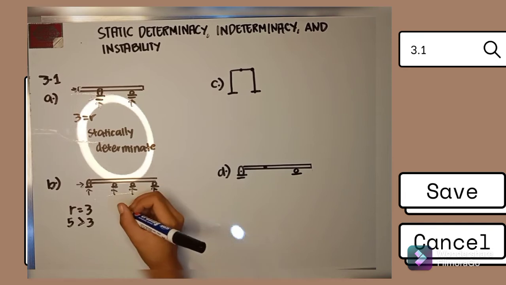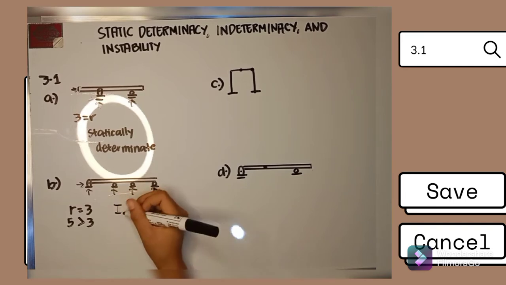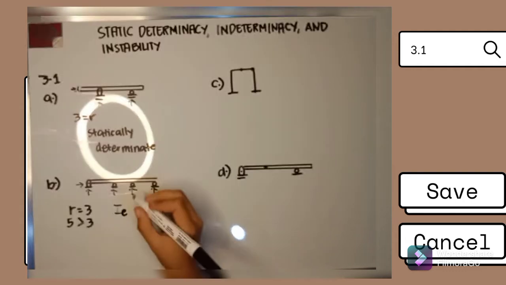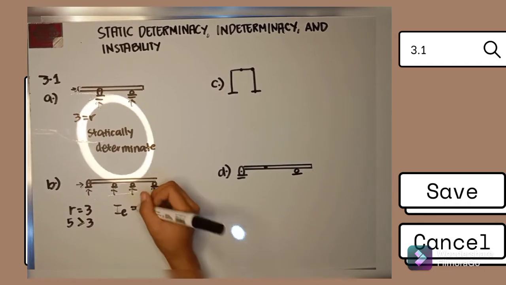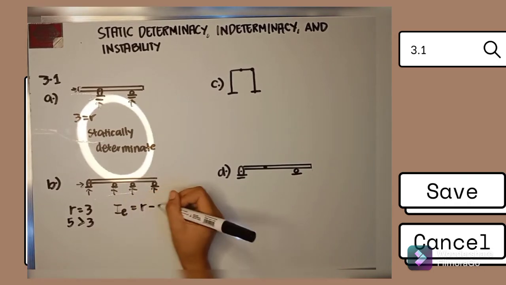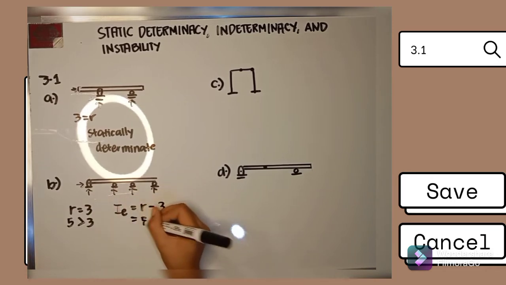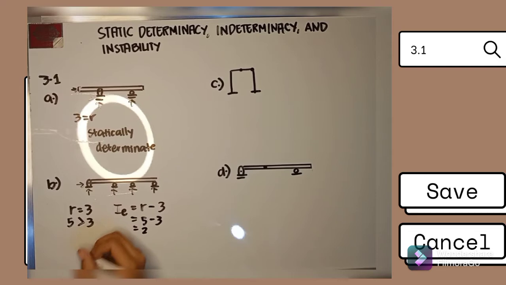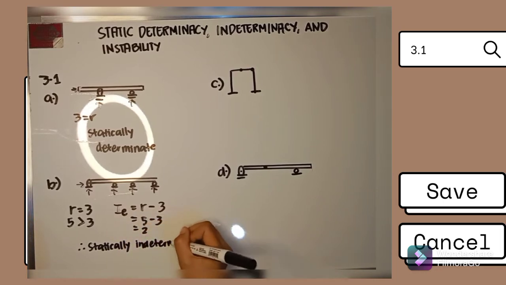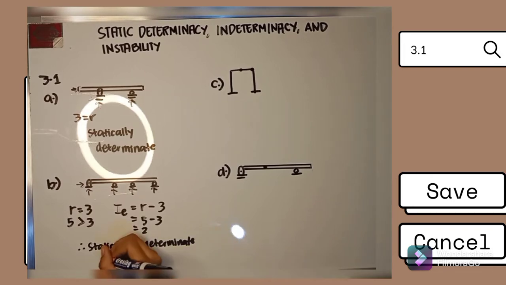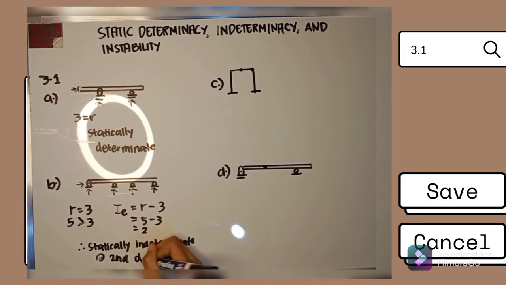So let's find the degree of external indeterminacy. The degree of external indeterminacy can be found using this formula: external reactions minus 3. 5 minus 3 is equal to 2. Therefore, this beam is statically indeterminate at second degree.